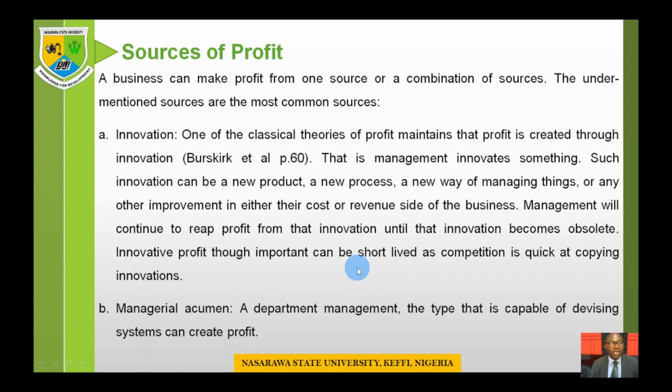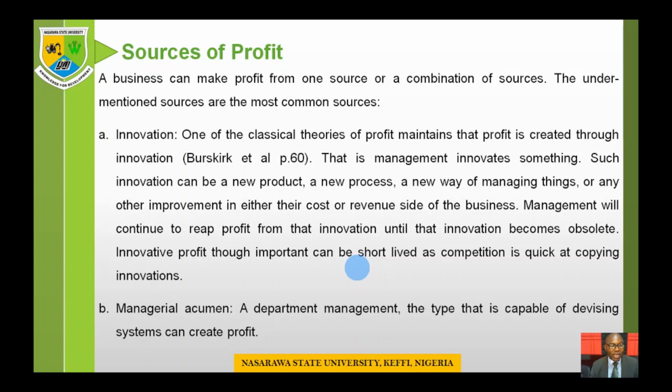So we want to quickly also look at sources of profit. When we talk of profit, where or how does it come about? So we'll look at that. A business can make profit from one source or a combination of sources. The undermentioned sources are the most common sources.